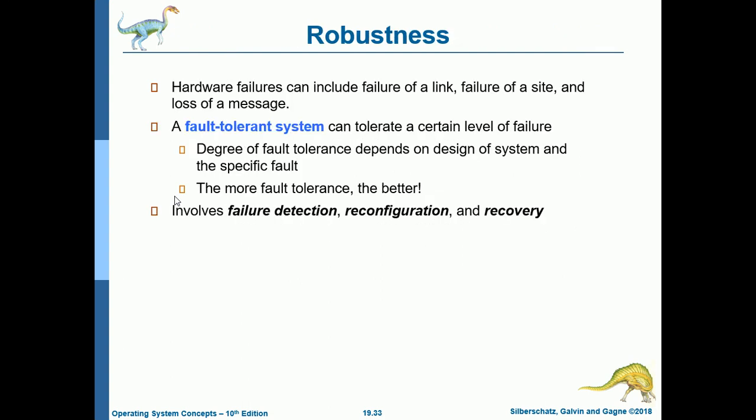So first, for robustness, hardware failures can include failure of a link, failure of a site, and loss of a message. A fault-tolerant system can tolerate a certain level of failure. The degree of fault tolerance depends on the design of the system and the specific fault. The more fault tolerance, of course, the better. It involves failure detection, reconfiguration, and recovery.